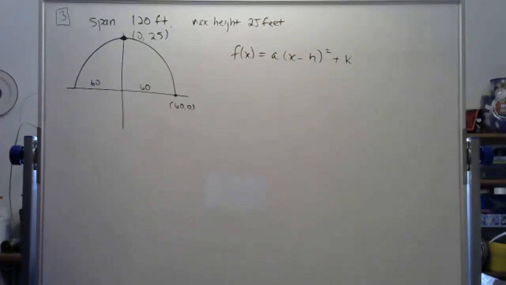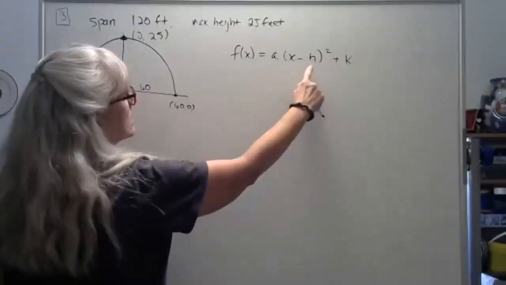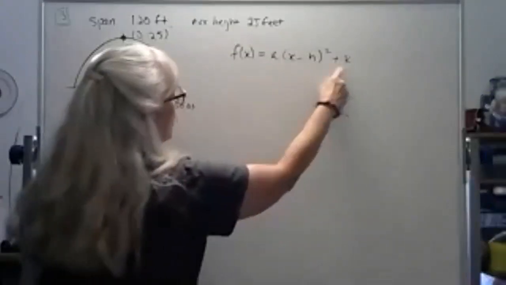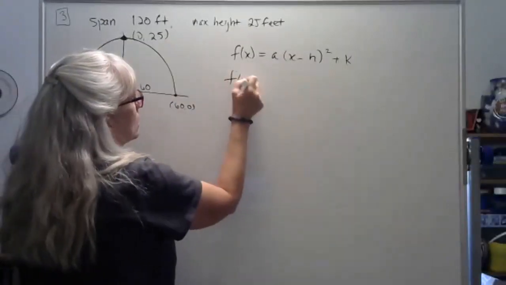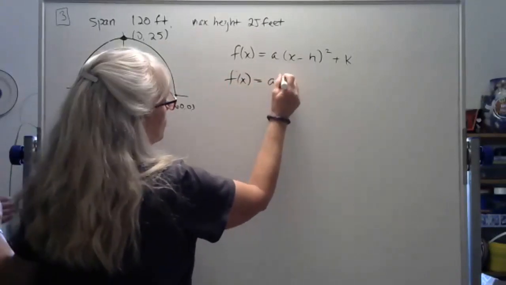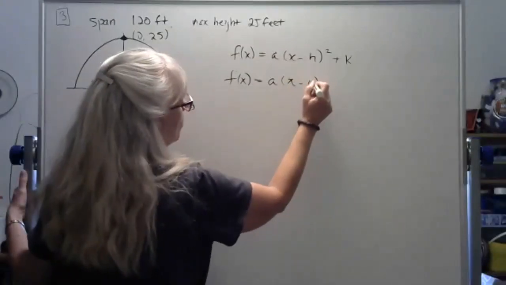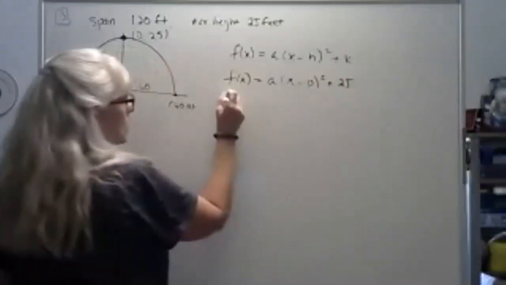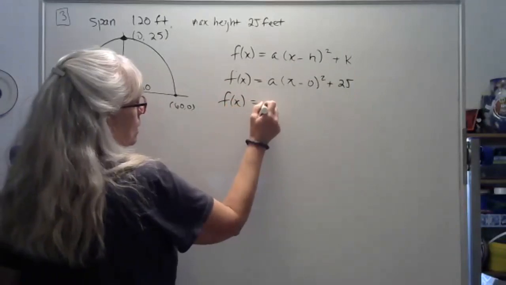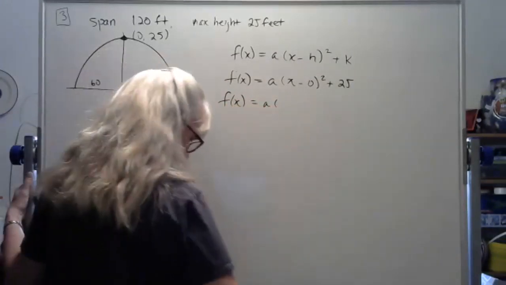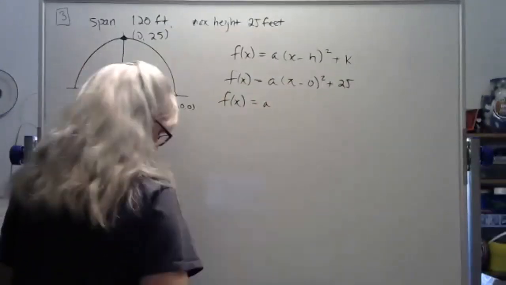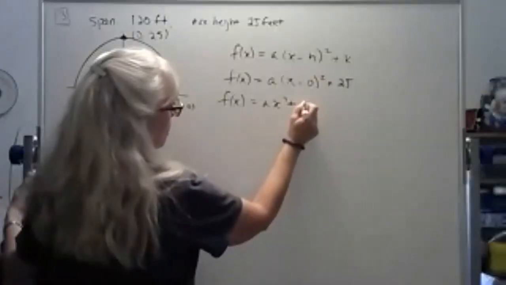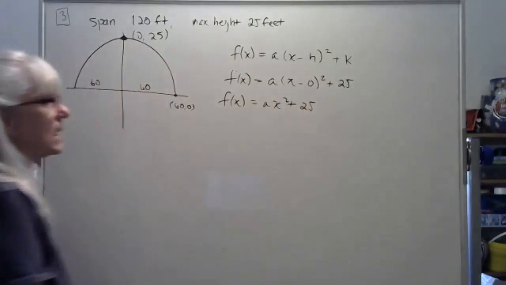Well, we know where the vertex is. We know that our vertex has an x coordinate of 0 and a y coordinate of 25. So I can immediately come in and replace h with 0 and replace k with 25. I'm going to clean that up because that's a little obnoxious. So that would be ax squared plus 25. And now we need to go find a.